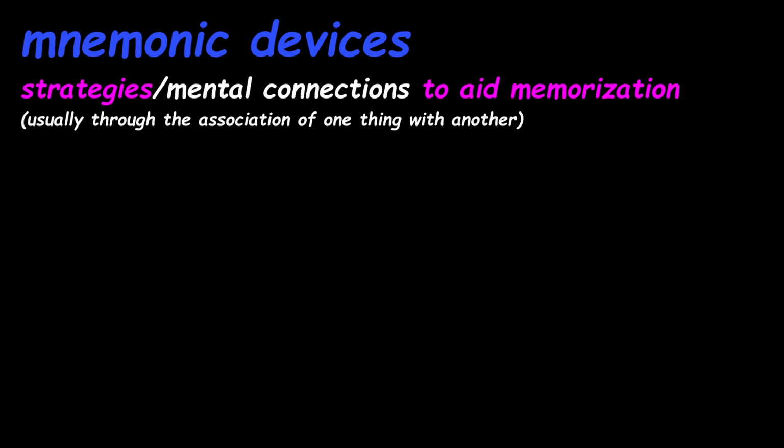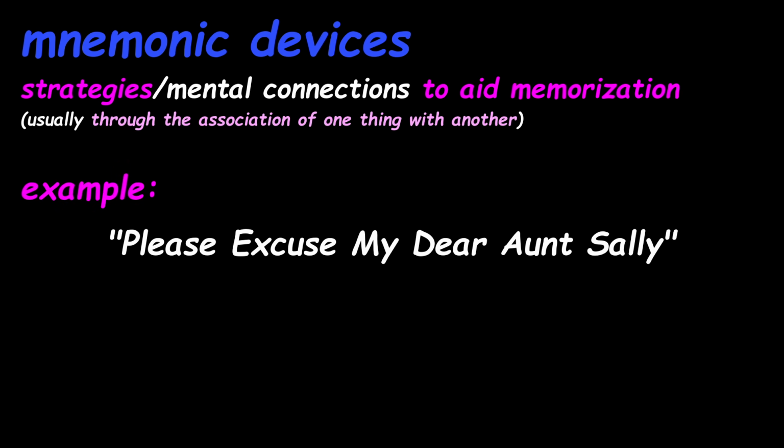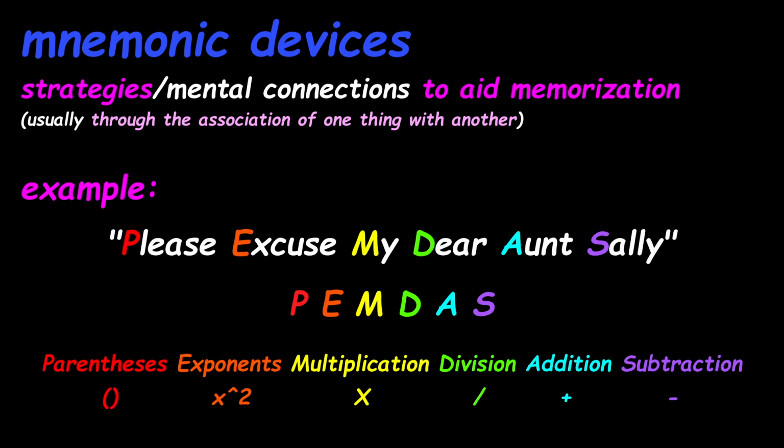In everyday terms, a mnemonic device is any kind of strategy that aids in the memorization of something by associating it with something else. A common example from math is the phrase, "Please excuse my dear Aunt Sally," which is actually a two-step mnemonic device, as this phrase is typically used to remember the acronym PEMDAS, which is then used for the order of operations when solving an equation.